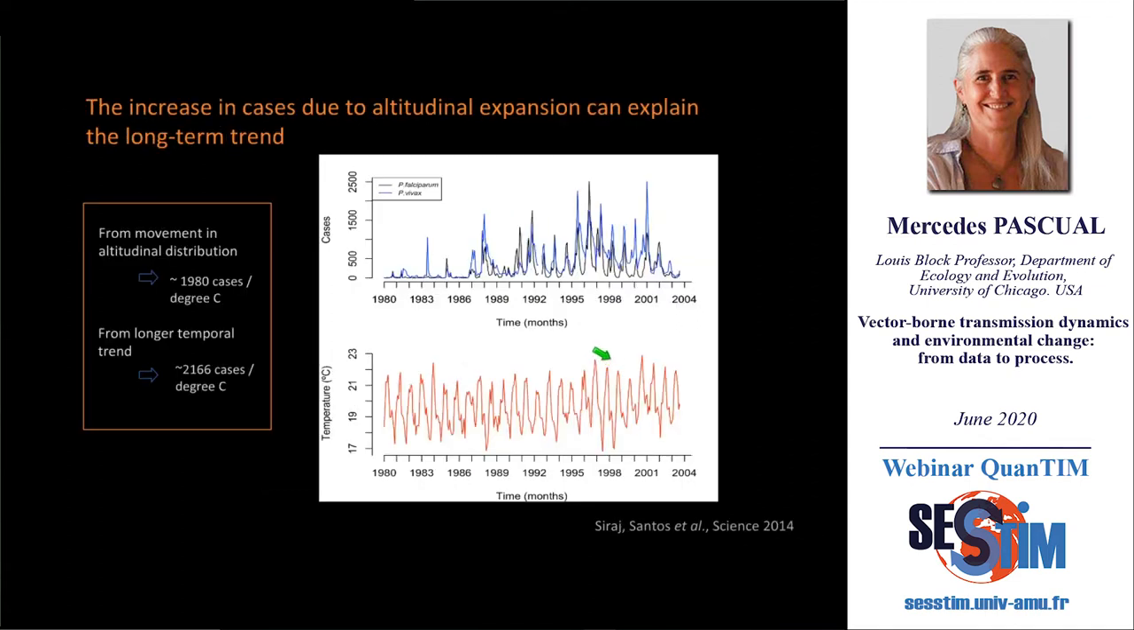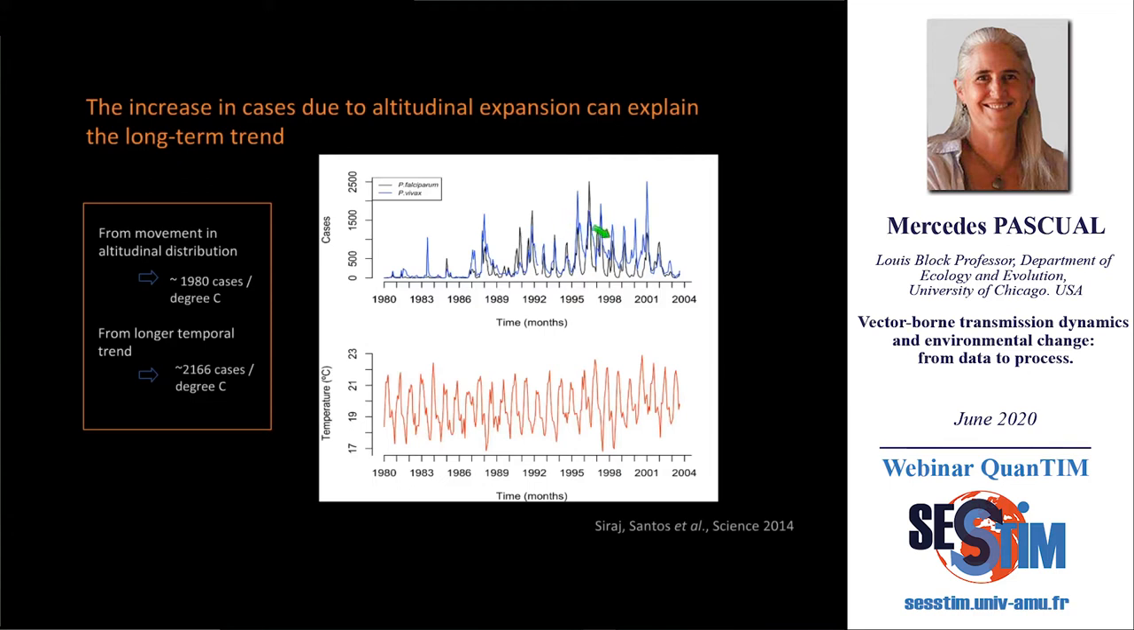So we did this small calculation. This is the spatial expansion, but we want to account for the long-term trend. So we basically converted the increases, the added cases per degree from the movement up and from the expansion, to what we saw in terms of the temporal trend. And these were equivalent, you can see here on the left, these rough calculations, basically saying that the change in the warming was sufficient to explain the rising cases.